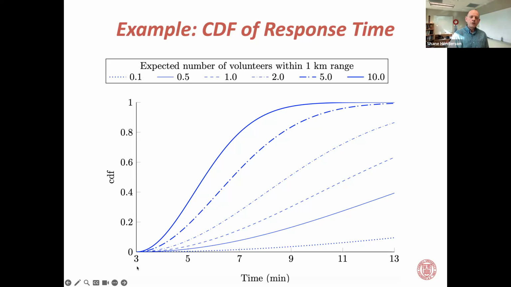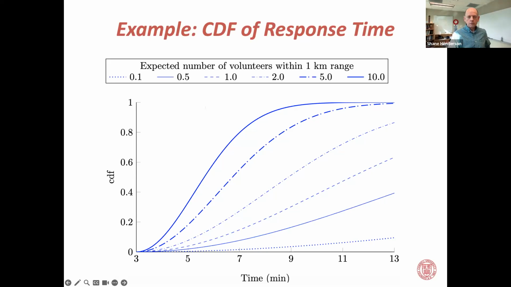They all emanate from this number 3. So think about 3 minutes as being the time that's required to at least notify these volunteers. It's the time from patient collapse to the 911 call center, plus the call taking time before they realize what's going on. So you can't beat 3 minutes in this study. And then as we increase the density of volunteers from 0.1 up to higher values, these CDFs lift up and to the left in the plot.